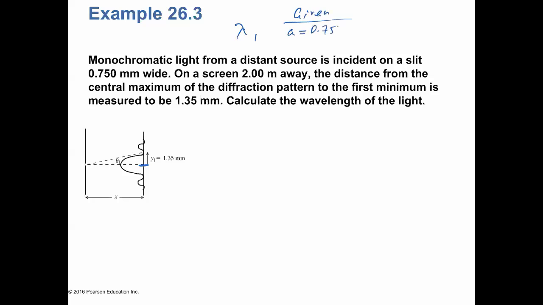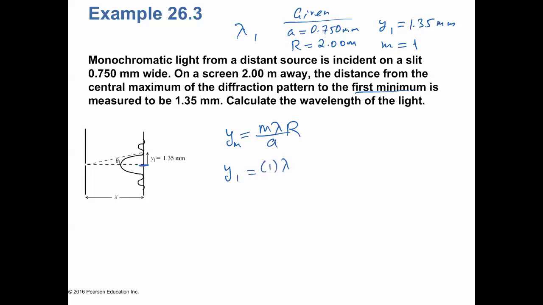a here is 0.750 millimeters. You're given R here is 2 meters. And we're also given that y1, because it's the first minimum, is equal to 1.35 millimeters. That means m equals 1 is also given. To calculate the wavelength, we use this equation where y equals m times lambda R divided by a. Sorry, this general equation allows us to take y1 equals 1 times lambda R over a. Then rearrange it, so lambda equals y1 times a divided by R.